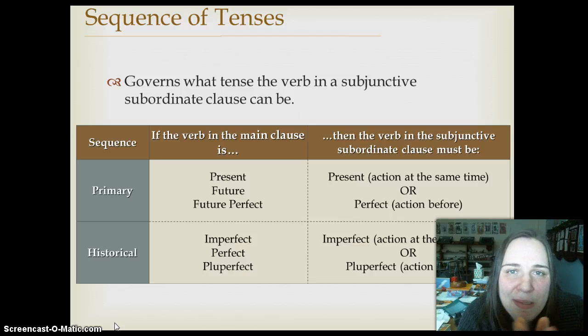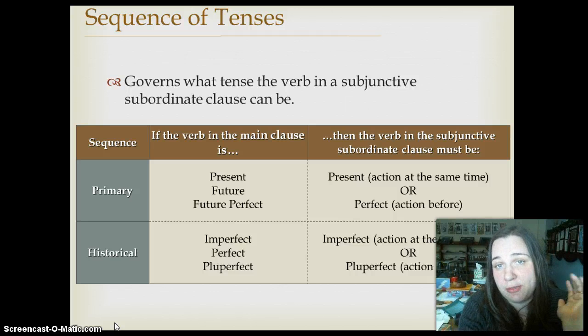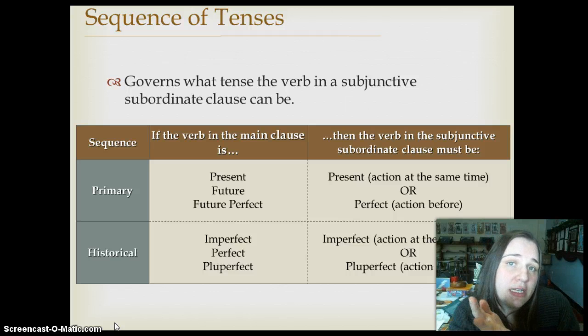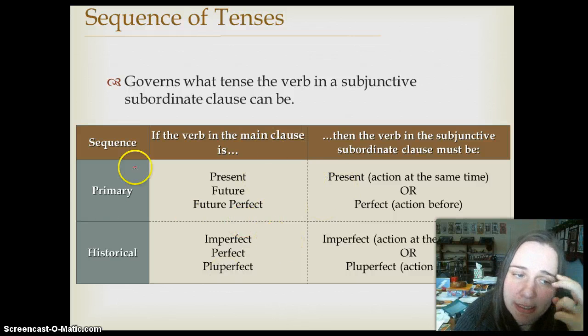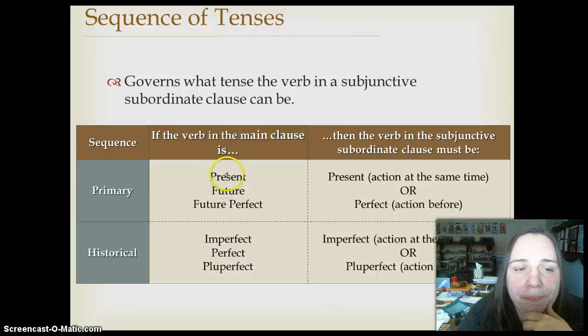You cannot use those tenses all the time. There are rules that govern when you can use in a subjunctive subordinate clause the present and the perfect as opposed to the imperfect and the pluperfect. So here's a chart that details the sequence of tenses for you. There are 2 sequences. There is primary sequence and there is secondary sequence that is sometimes called historical.